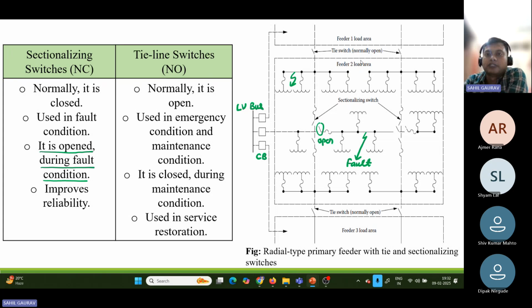So these tie line switches are used to take the power from the other feeder areas. So I hope you understood. Any problem till this point? Any doubt?